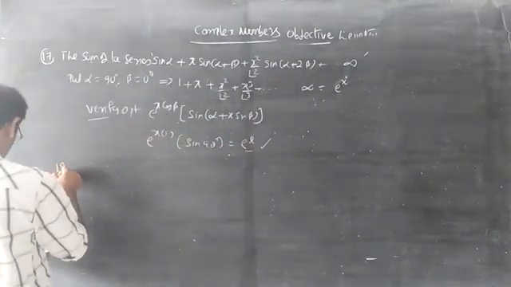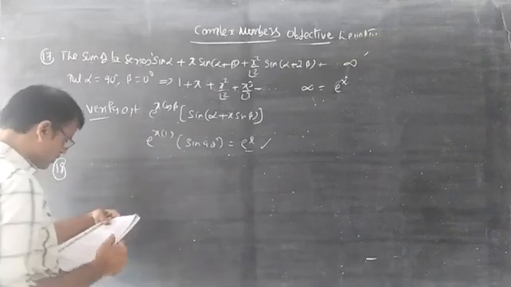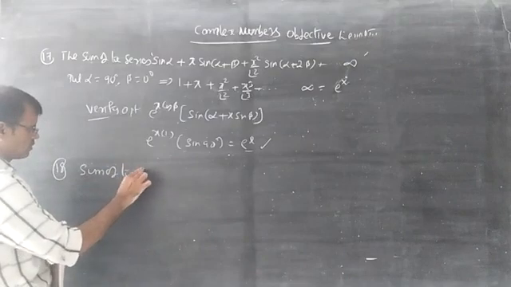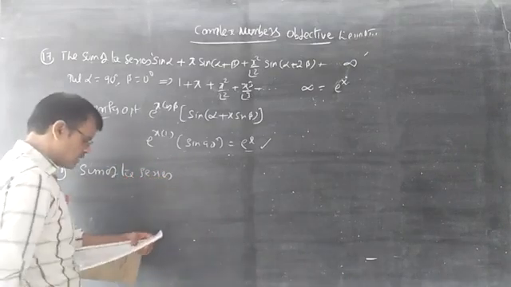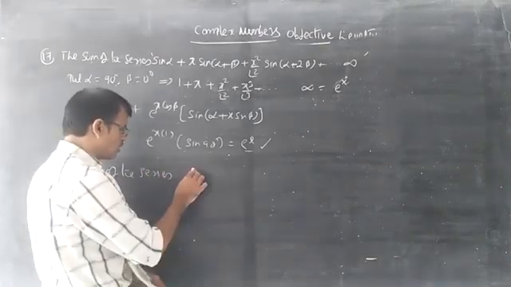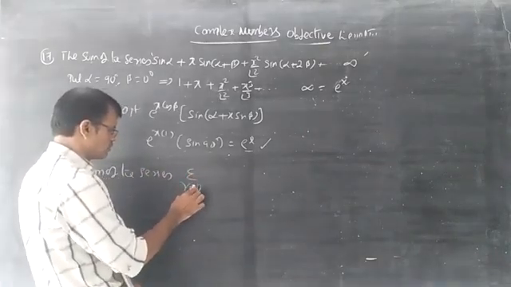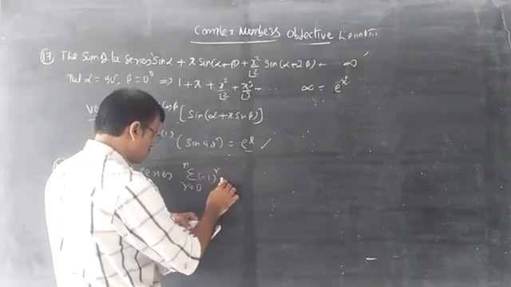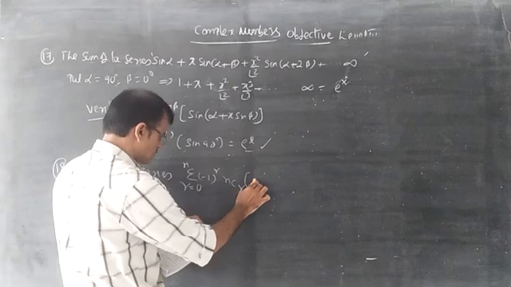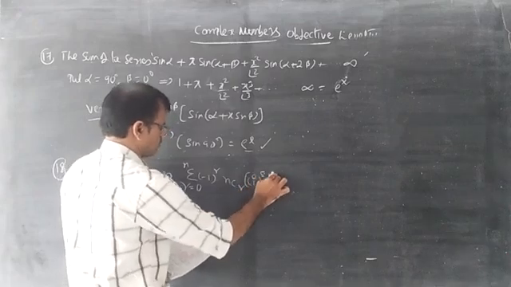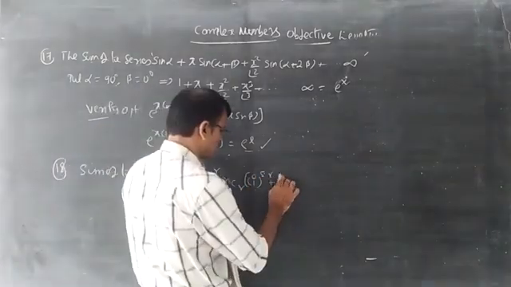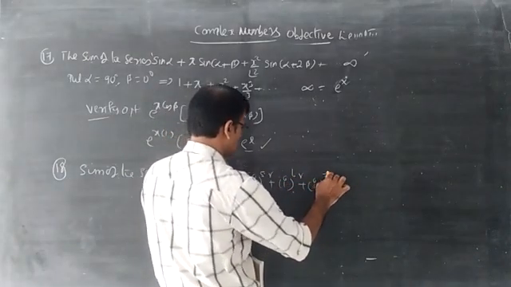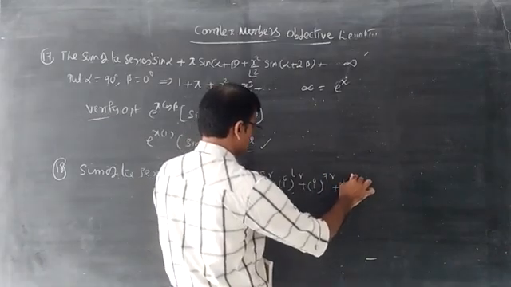17th question completed. Now, 18th question. Sum of the series: sigma r equal to 0 to n of minus 1 whole power r into nCr into i power 5r plus i power 6r plus i power 7r plus i power 8r.